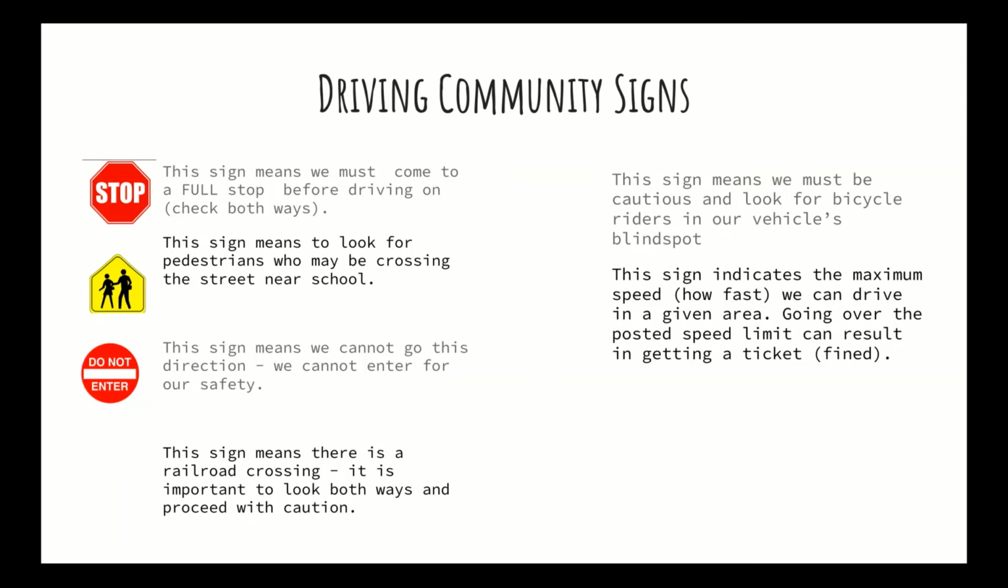Okay, the next sign means there is a railroad crossing. It is important to look both ways and proceed with caution. When we say proceed with caution, that means drive slowly and carefully. Just be aware of your surroundings.